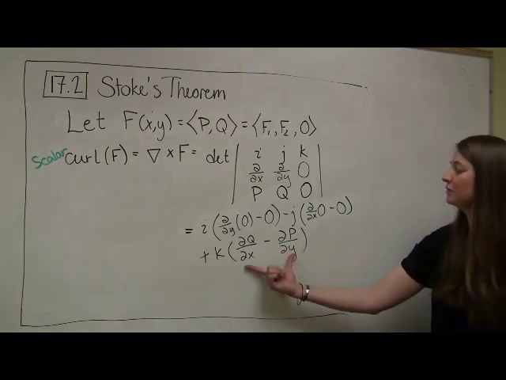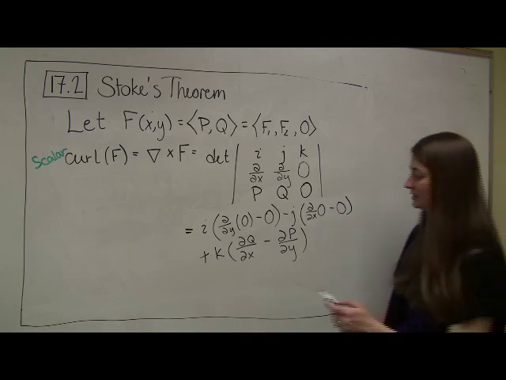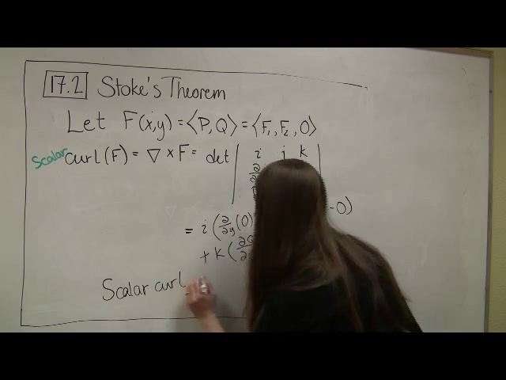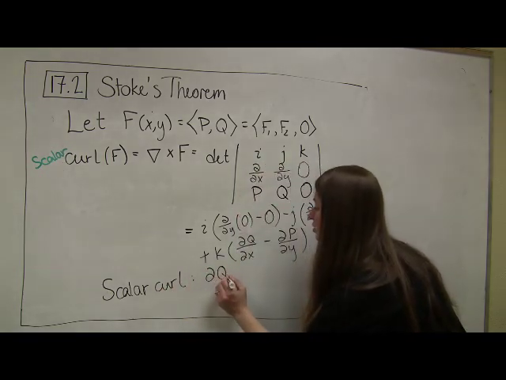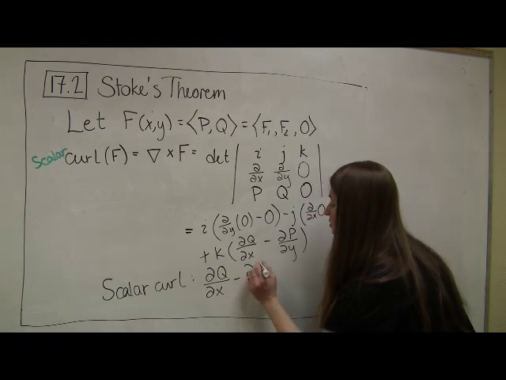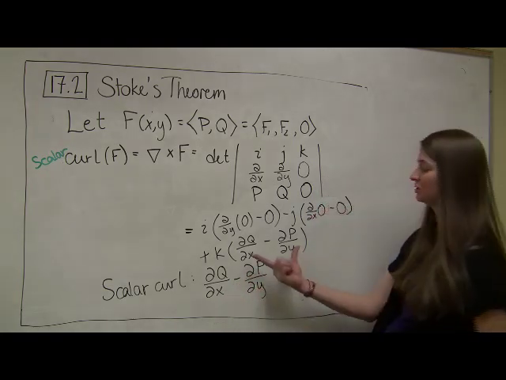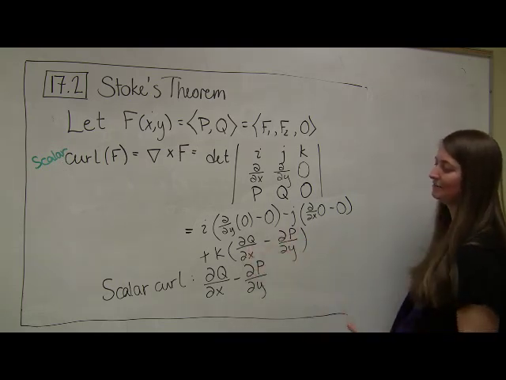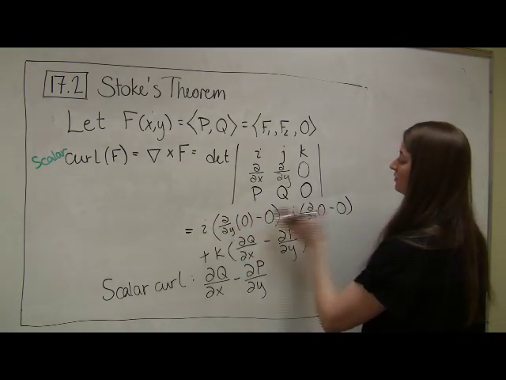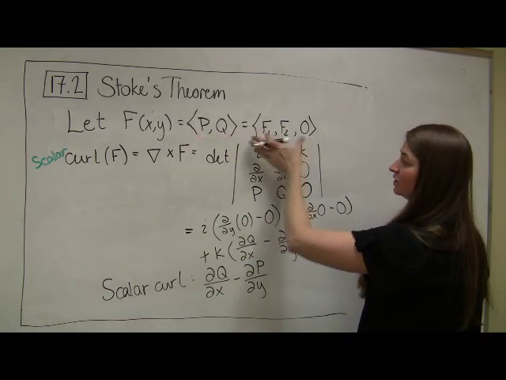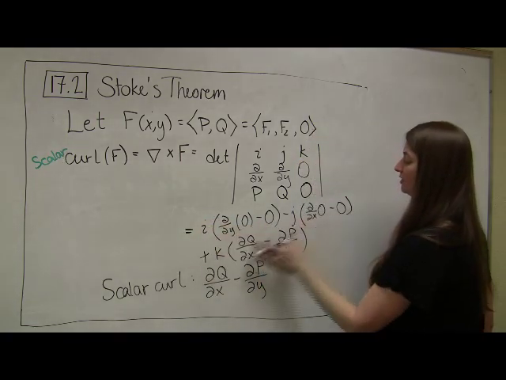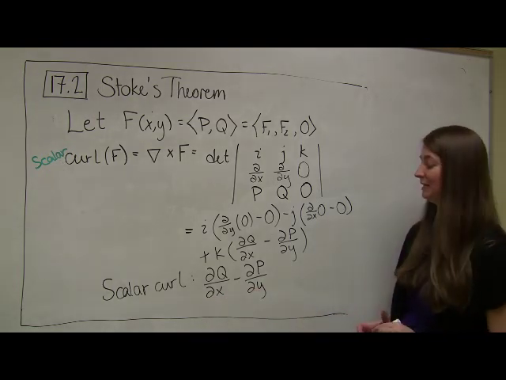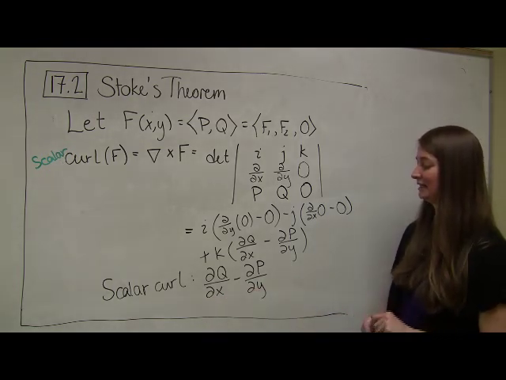And notice this is exactly what we should expect. Last time when we were talking about scalar curl, we defined scalar curl to be exactly the partial derivative of Q with respect to x minus the partial derivative of P with respect to y. So it's exactly this kth component. So we're essentially taking the magnitude of what this 3-dimensional vector is. If we think of this as a 3-dimensional vector, curl always gives out a 3-component vector, whereas scalar curl is just going to look at that third component, which is dQ/dx minus dP/dy.